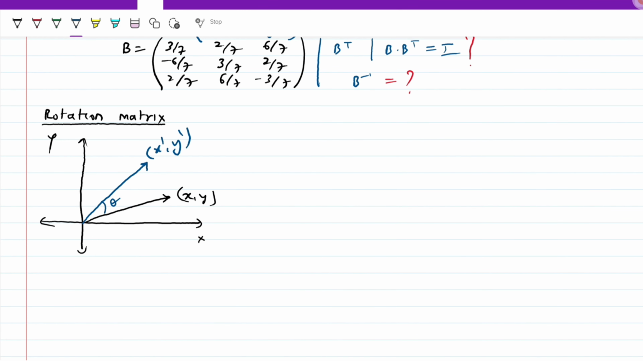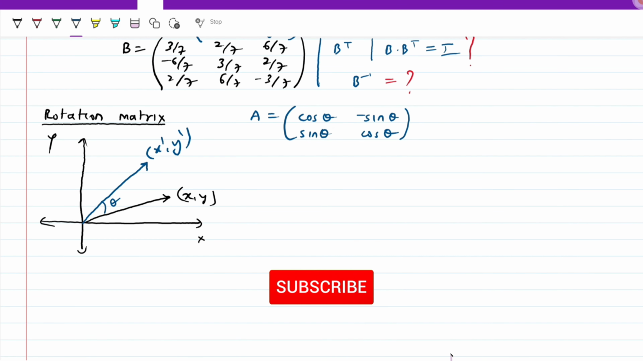Since it's a linear transformation, we have a corresponding matrix for it, and the matrix which we get is known as the rotation matrix. It is given by, let's say, A equals cos theta, negative sine theta, sine theta, cos theta. It's again not very difficult to check whether this is orthogonal.